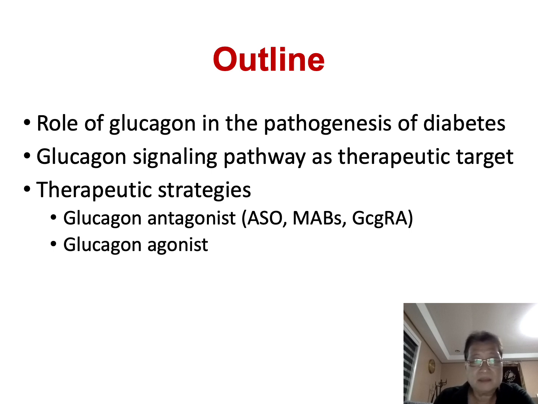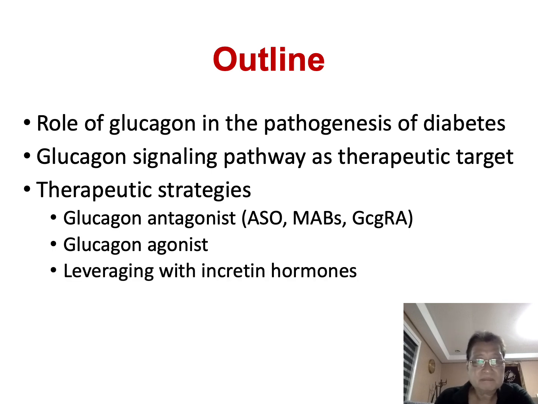And in terms of glucagon agonist, the desired effect that we want is energy metabolism and weight loss. But again, this should be balanced with the undesirable hyperglycemic effect, so by leveraging with the gut hormones, for example GLP-1, oxyntomodulin, and other gut hormones, this would counteract the undesirable hyperglycemic effect of glucagon.